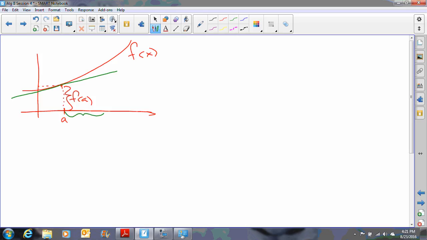Now, the way we get at this is we say, all right, some distance past a, we'll call it h units, we'll take a look at another point on the curve. This point past a is actually a plus h, if h is the distance between the two. And the height of the curve at this particular point is f of a plus h. So this point right here has coordinates a, f of a, and this point has coordinates a plus h, comma, f of a plus h.